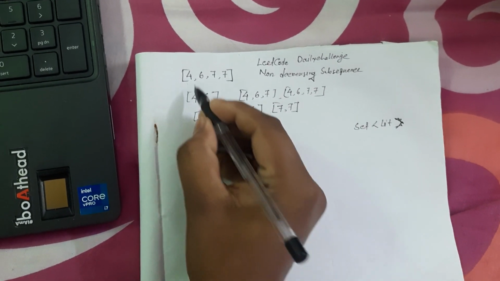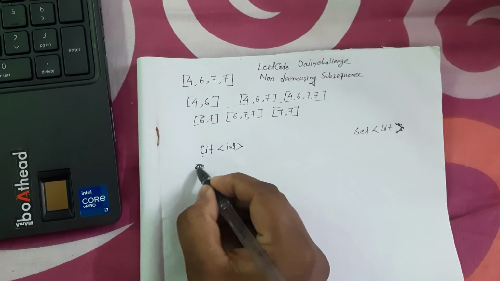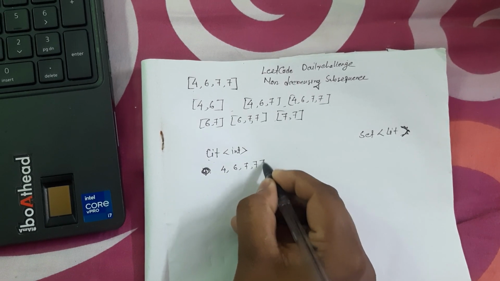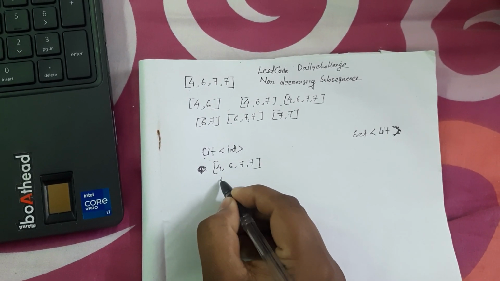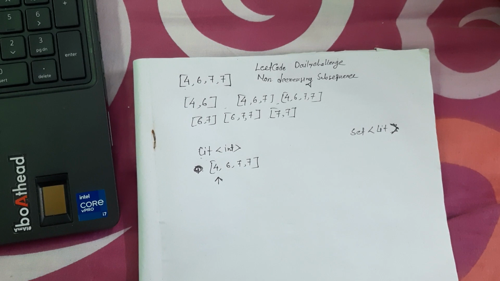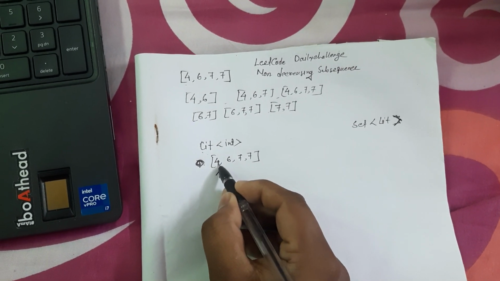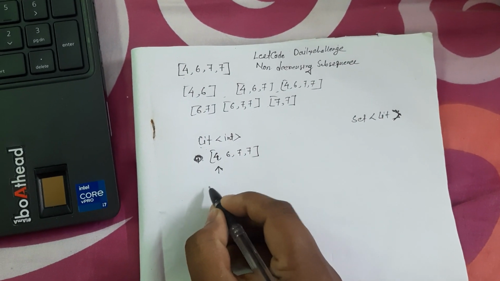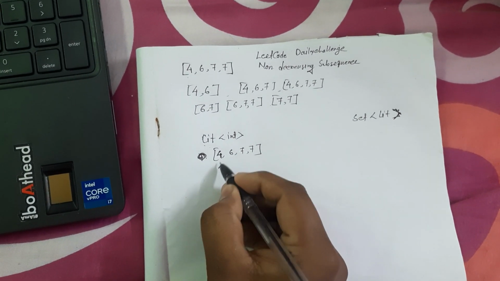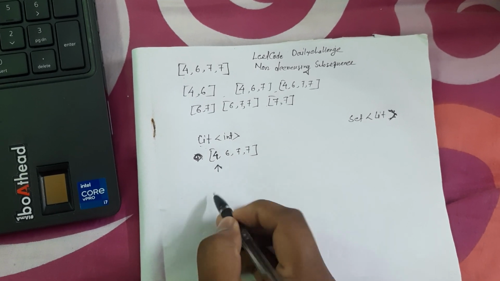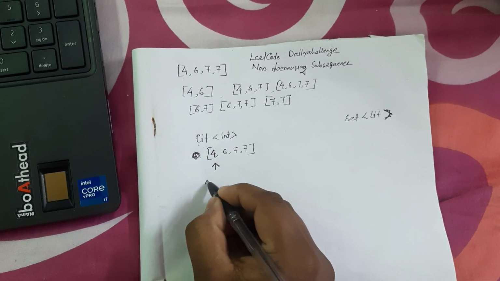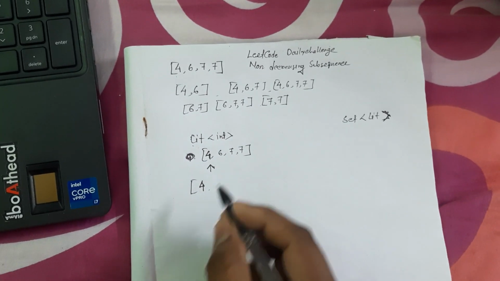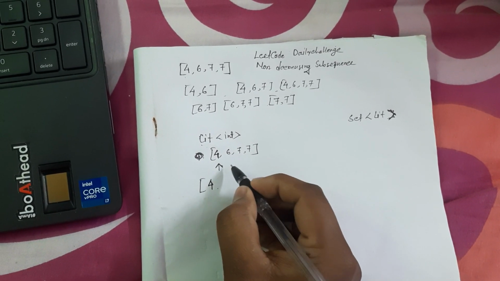So let me write the array. Now we will start the function call from the start index 0 with element 4. So we will add the current element 4 to our list. So now the list becomes only one element, 4.